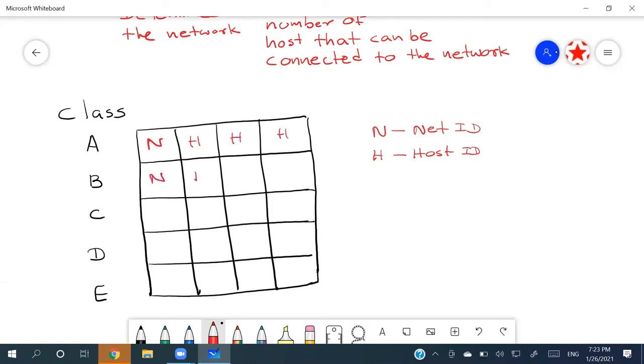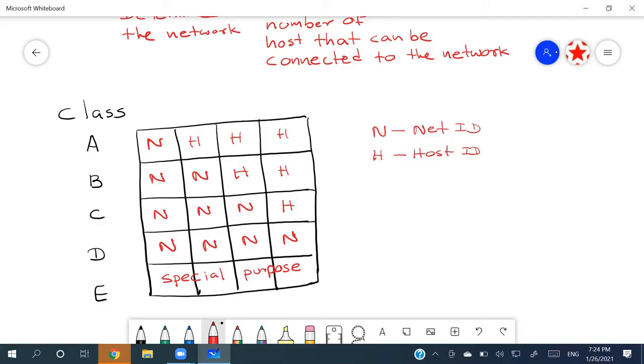For class B, 2 octets to represent net ID and 2 octets to represent host ID. And in class C, there are 3 octets to represent net ID and 1 octet to represent host ID. In class D, all 4 are vacant to represent the net ID. And class E, we say it is there for special purposes and which we are not going to describe. Even I haven't searched about these class E IP addresses.